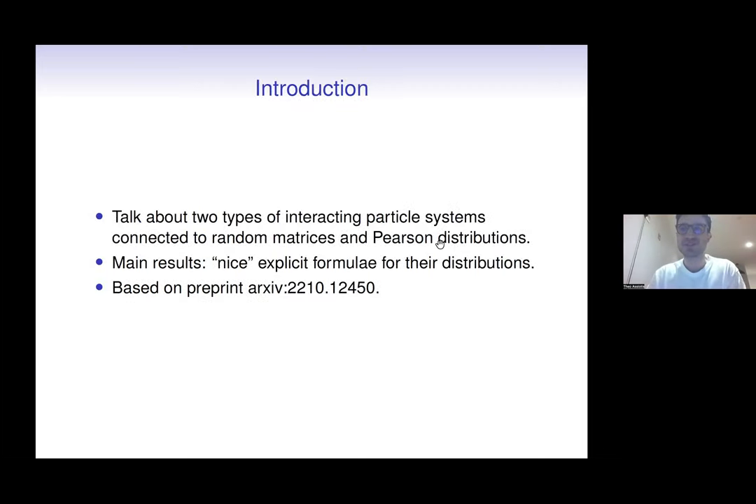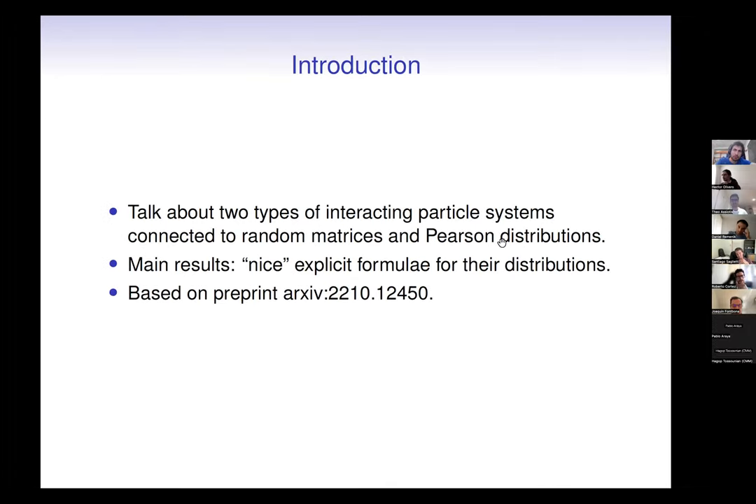So let me just tell you what the talk is going to be about. I'm going to talk about two types of interacting particle systems, which are related to random matrices and are related to each other. I'll try to explain that. In particular, they are related to a matrix generalization of the so-called Pearson distributions. This is a classical family of distributions on subsets of the real line, which includes things like the Gaussian, the gamma distribution, the beta distribution, and so on. You can consider matrix analogs of those, and these interacting particle systems form a time-dependent model of that.